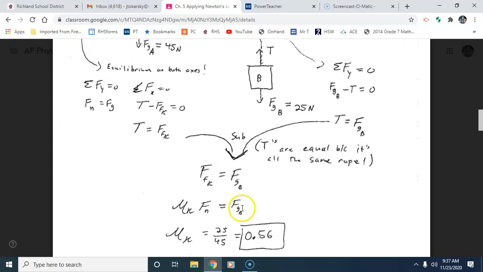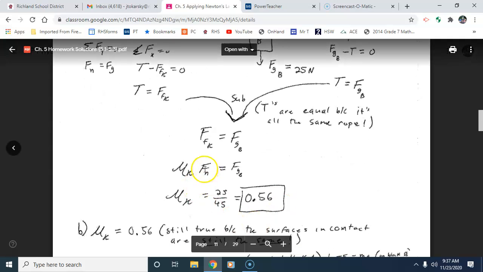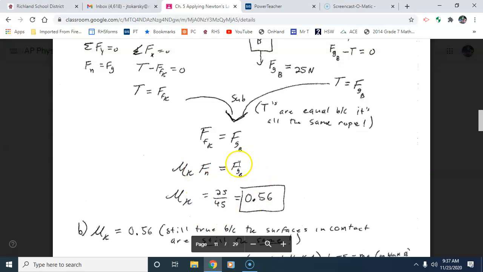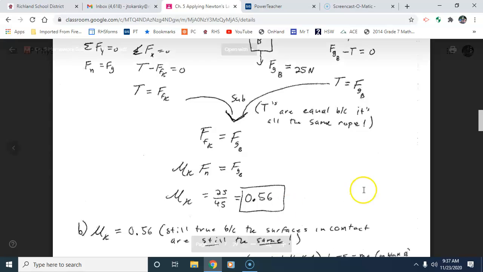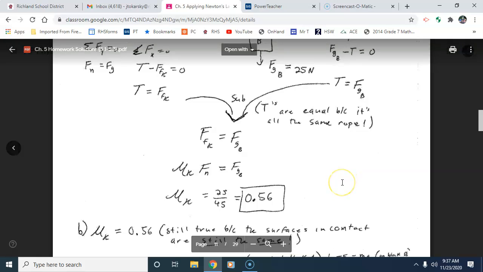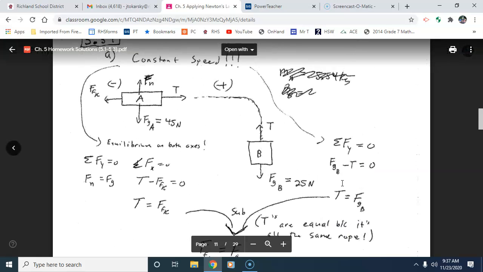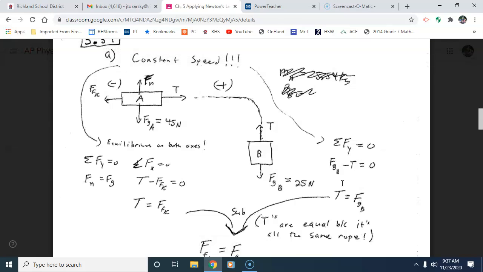You with me? Alright, so now since that normal force on block A is 45, we divide 45 over, plug in 25 for that, and get our mu, which typically should be between 0 and 1, right? 0.56. No units because it's mu. Make sense? Right. Most Atwood systems are given as problems because they usually have the need to solve a system.